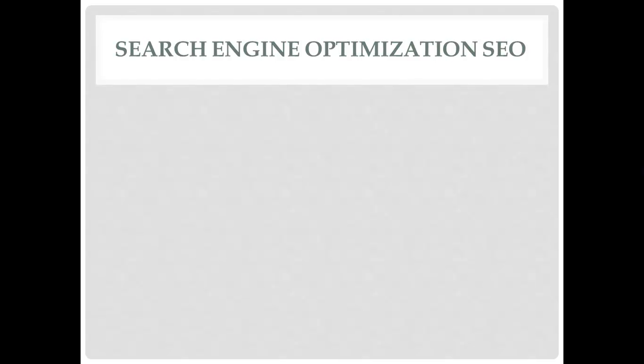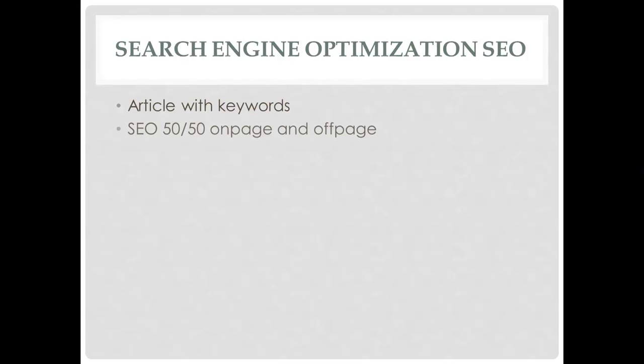Then you have search engine optimization, right? Within this, you have articles with keywords. Everything I just told you about an article is also to do with SEO. Google's algorithm right now, with the recent Panda and Penguin updates, whichever it is, it used to be SEO.